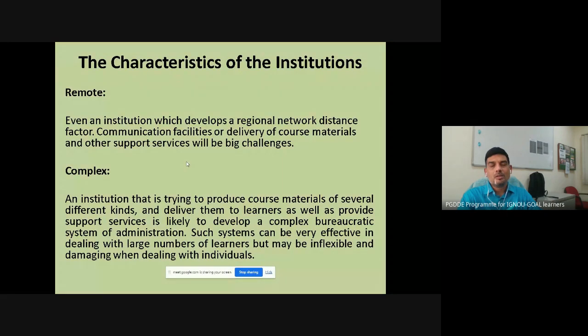When we are talking about a variety of systems, then we are talking about the characteristics that we are attributing to the institution. Okay.